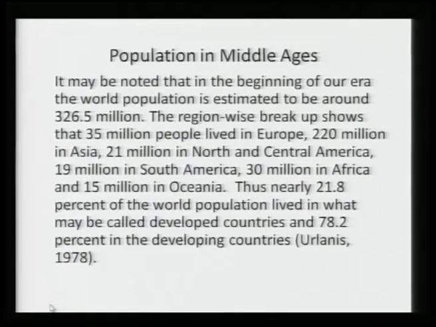Now, population in the middle ages. It may be noted that in the beginning of our era, the world population is estimated to be around 326.5 million. Region-wise breakup shows that 35 million lived in Europe, 220 in Asia, 21 in North and Central America, 19 in South America, 30 million in Africa, and 15 million in Oceania. Thus, nearly 21.8% of the world population lived in what may be called developed countries and 78.2% in the developing countries.